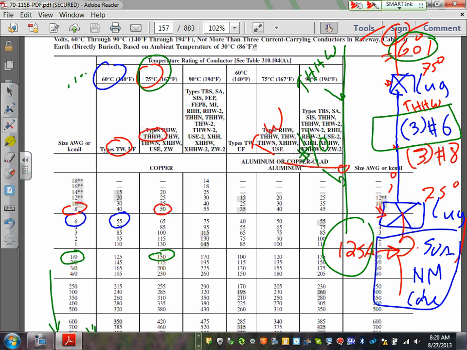So size the conductor for 125. In this case we end up with the same size. Even though the number 1 continues, can you see where it's 125? That conductor will continue to give me 125. Any comments, guys? Any questions about sizing using the rules?